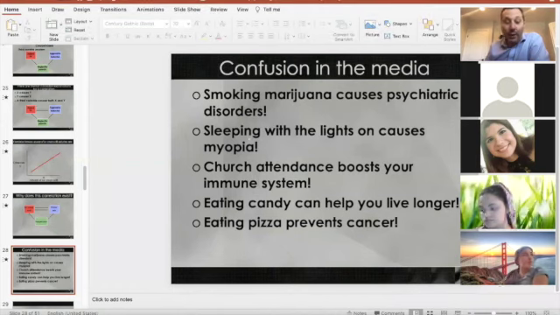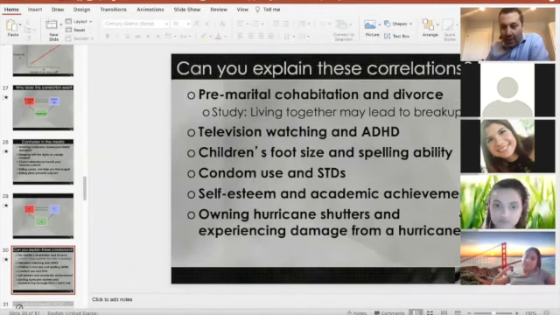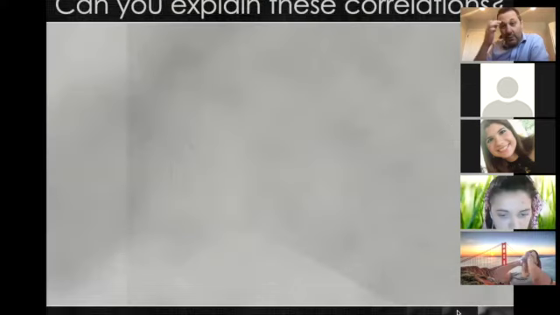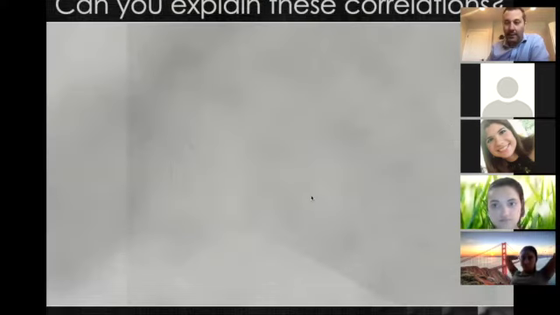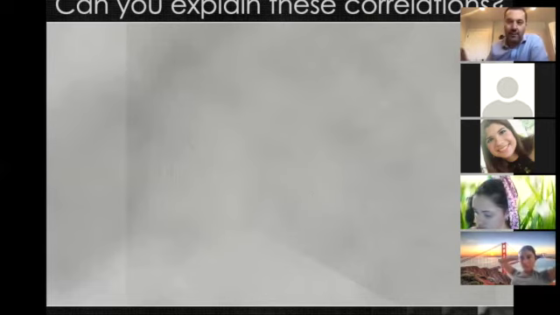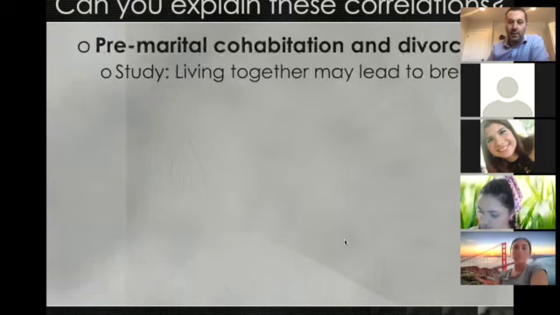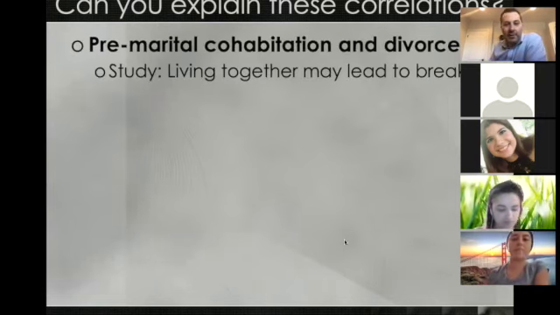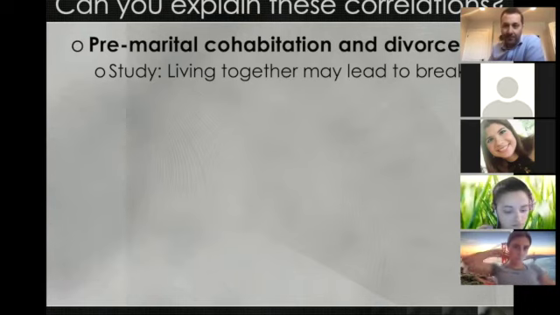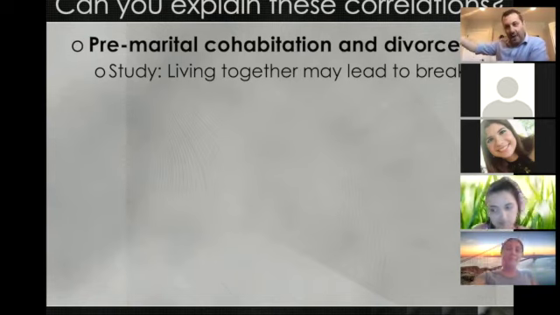Okay, now what I want to do is have you guys do the same thing. I'm going to give you a couple other examples of correlations, and I want you to give me possible explanations as to what might explain the correlation. So this was a study that came out a number of years ago that showed that couples who live together prior to getting married are more likely to get divorced after they get married.